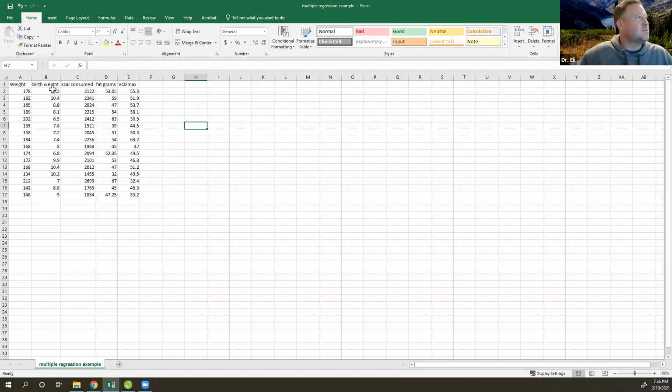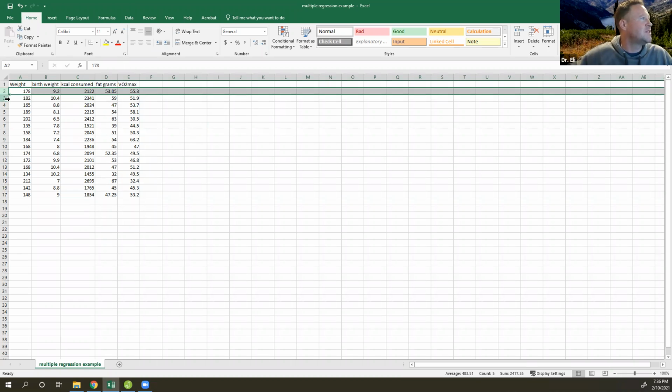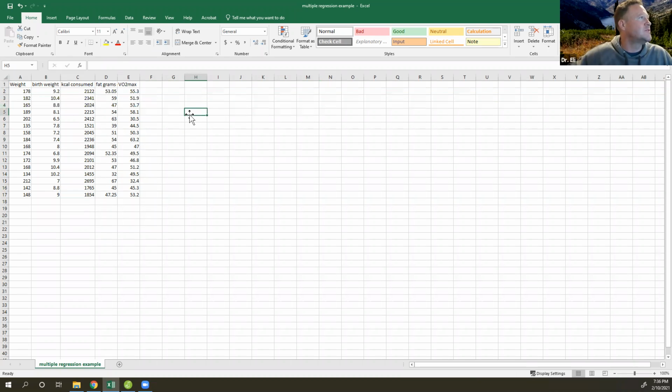I'm assuming there's more than just birth weight. So we took all the same people we had birth weights for, and we asked, how many calories do you consume a day? And we entered all of that in for each person. So here's the first person's information, second person's, third person's. Then we asked, of the calories you eat a day, how many of that is fat grams? And we also did VO2 maxes on everyone. We wanted to know, does VO2 max actually influence their body weight?